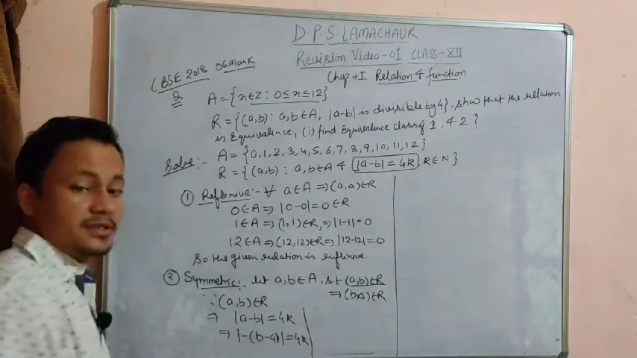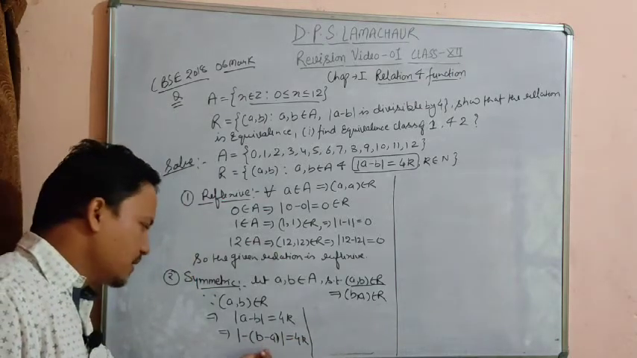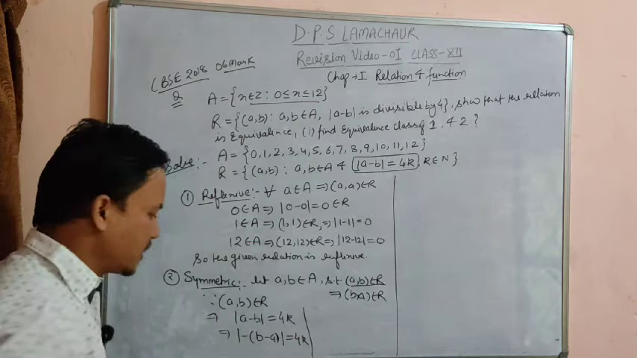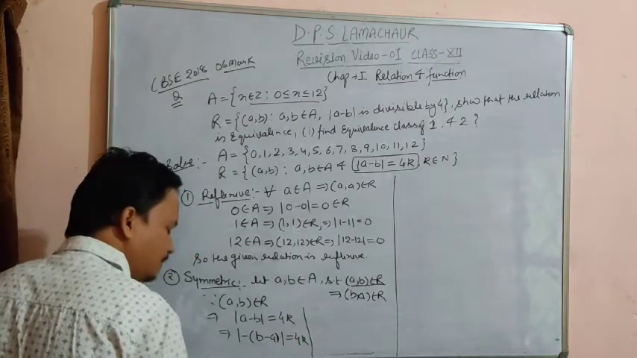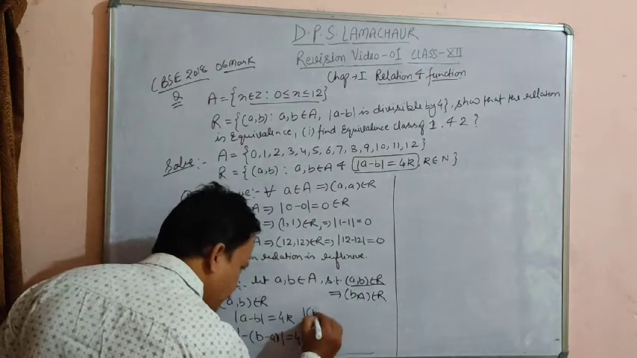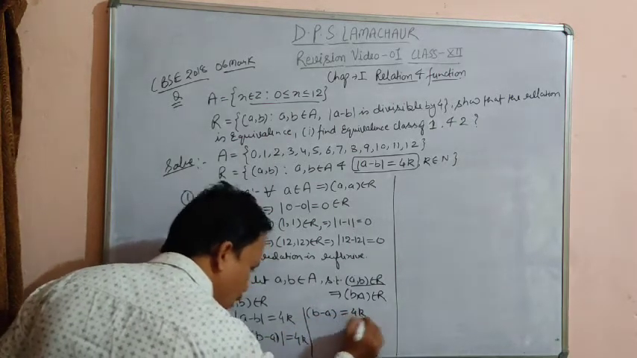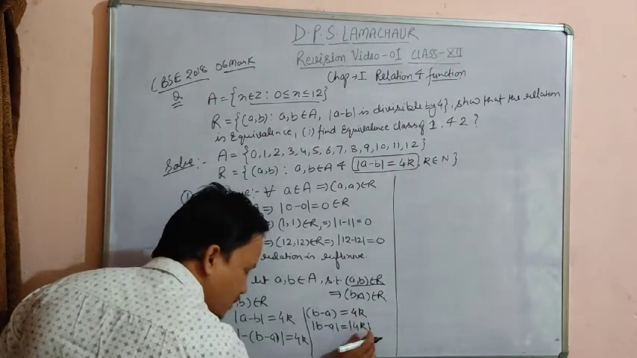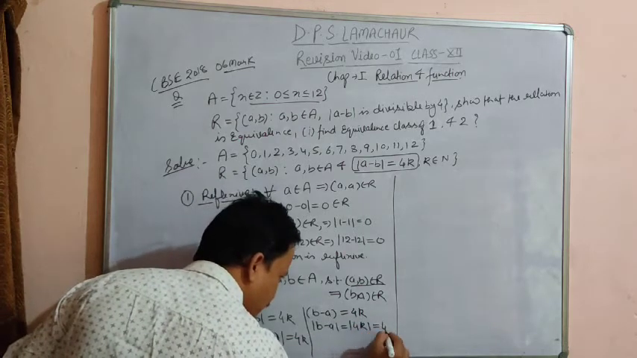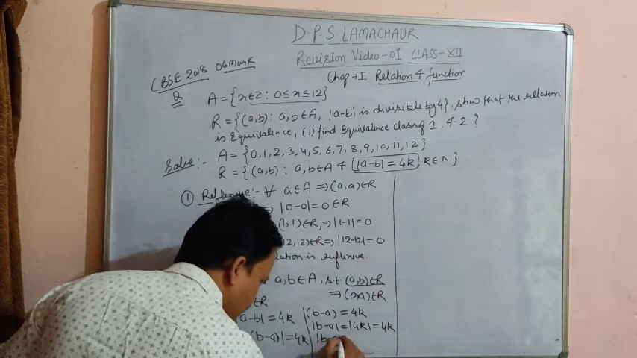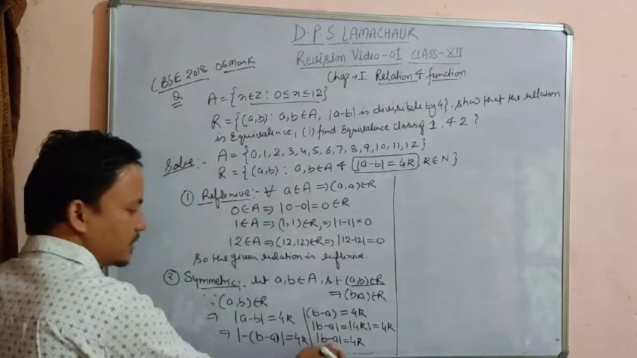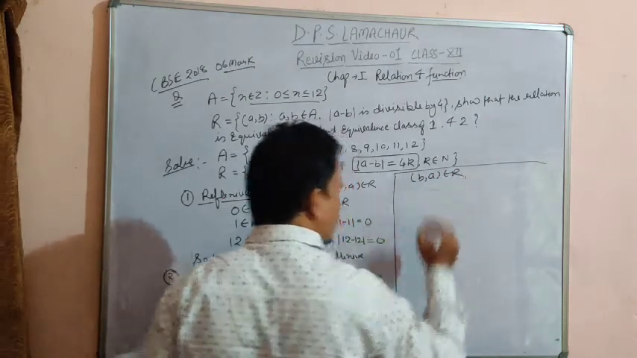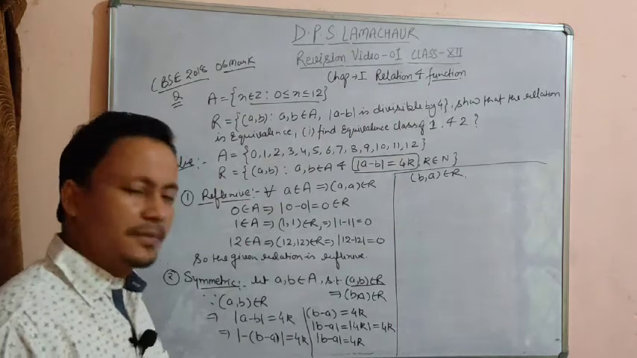Now since we know that any number, if you take it out from the modulus, always gives a positive quantity, that's why minus (b minus a), when it comes out from the modulus, gives us b minus a. So b minus a is equal to 4k. Now apply modulus both sides: mod of b minus a equals mod of 4k. Since 4k is a natural number, it will always be positive, equal to 4k. So modulus of b minus a equals 4k. What does it mean? It means that (b, a) also belongs to R. That's why it is a symmetric relation.